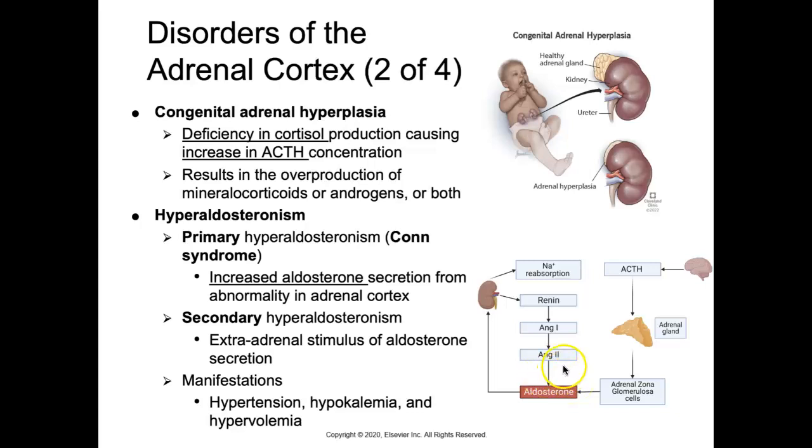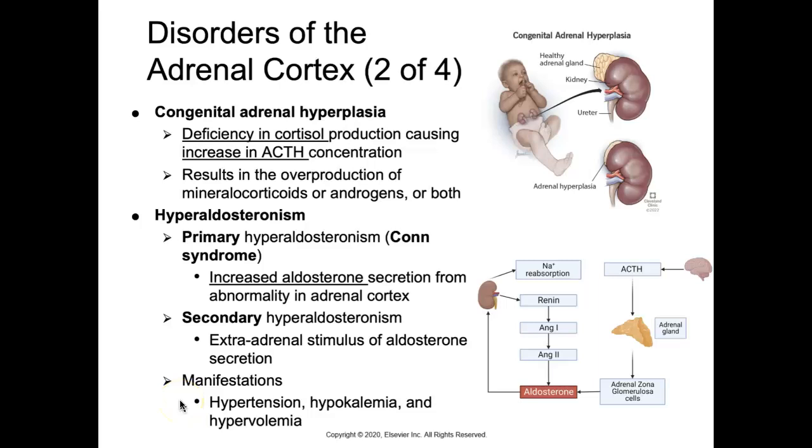So if you remember, when we have low blood volume, we can secrete renin, which then is going to turn into angiotensin 1 and then angiotensin 2, which signals aldosterone. That goes to the kidneys and causes a reabsorption of sodium, which then pulls in more water, and then we are able to increase the blood volume. So manifestations would be hypertension.